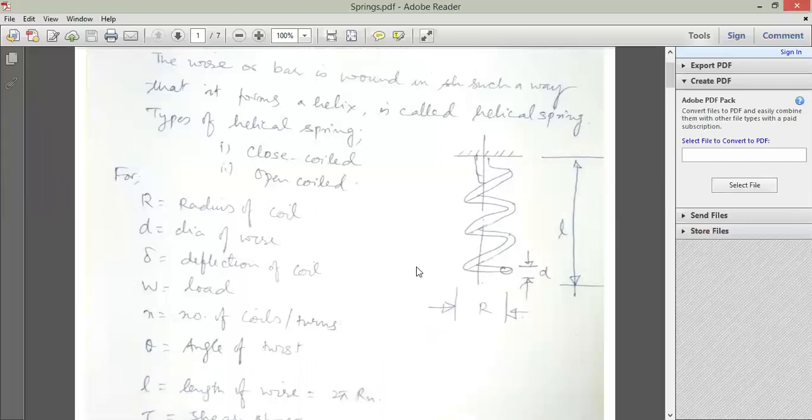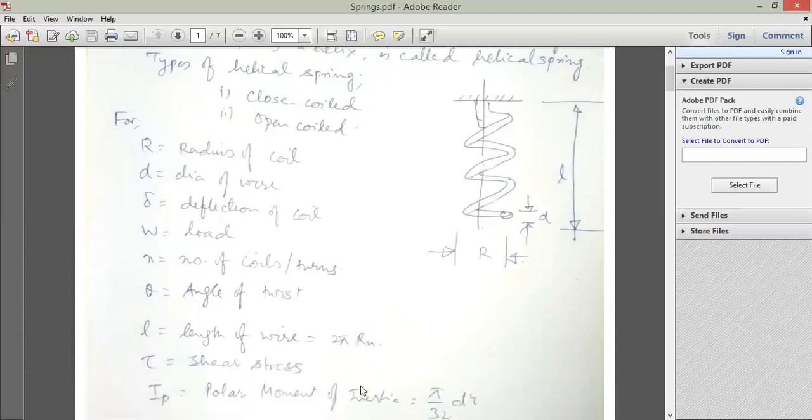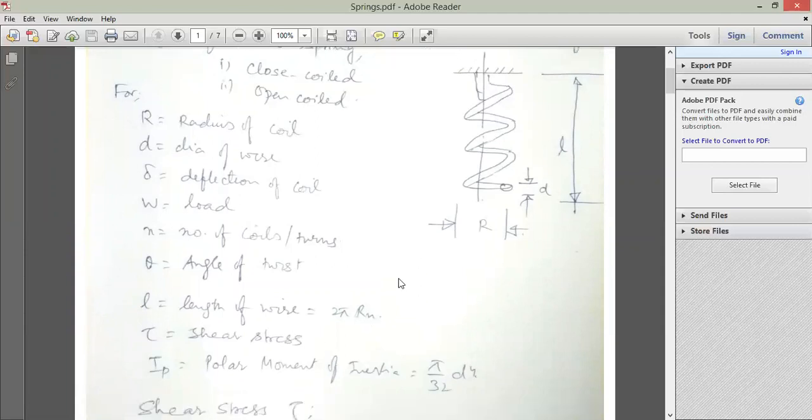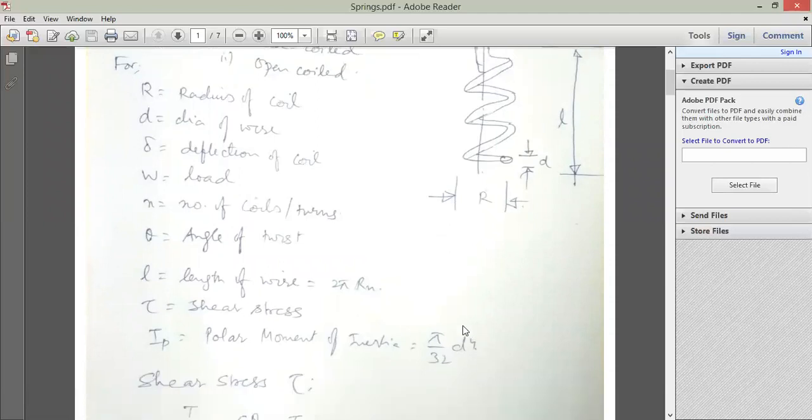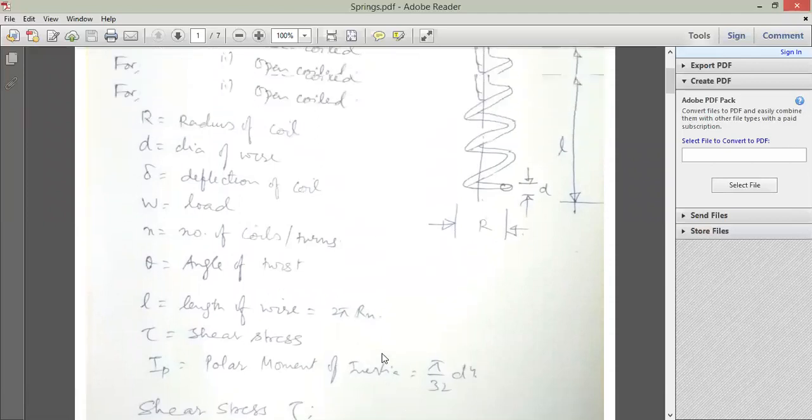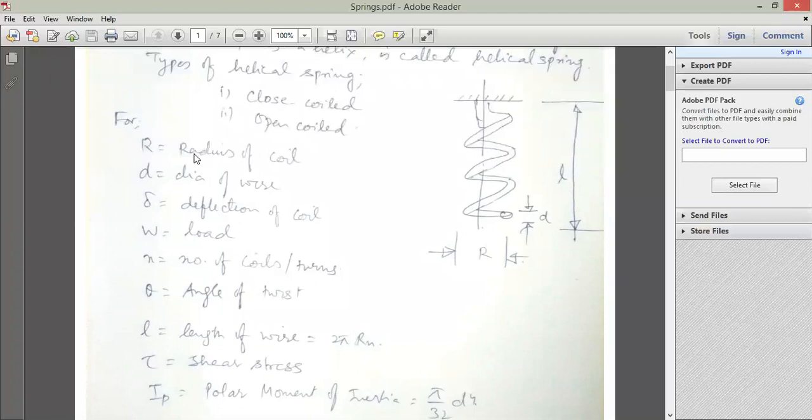L is the length of the wire, and this is given by 2 pi R into N, that is, 2 pi R into the number of turns. Tau is the shear stress that is produced in the helical spring. Then IP is the polar moment of inertia, and it is given by pi by 32 d raised to the power 4. This is the basic nomenclature.